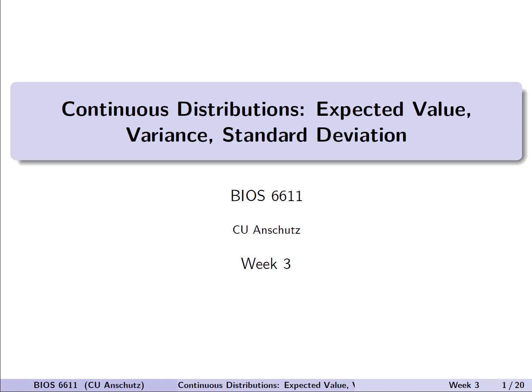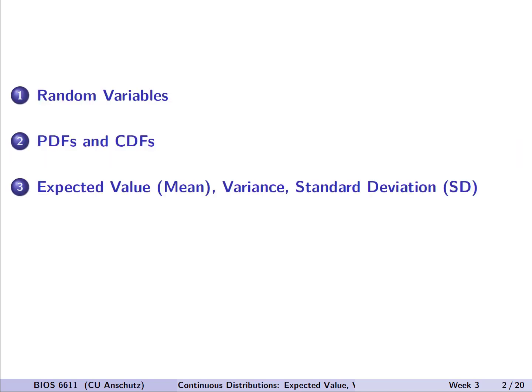Welcome to another lecture for Biostat 6611. We'll be talking in this lecture about continuous distributions, the expected value, variance, and standard deviation, and this will serve as the analogous set of slides for the discrete distributions lecture from week 2. We'll first again review random variables, touch on PDFs and CDFs in the context of our continuous random variables, and then do some example calculations for the expected value, variance, and standard deviation.